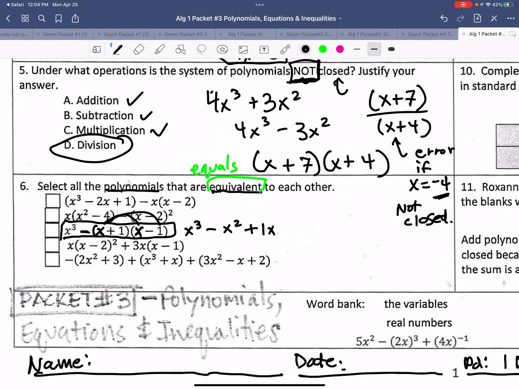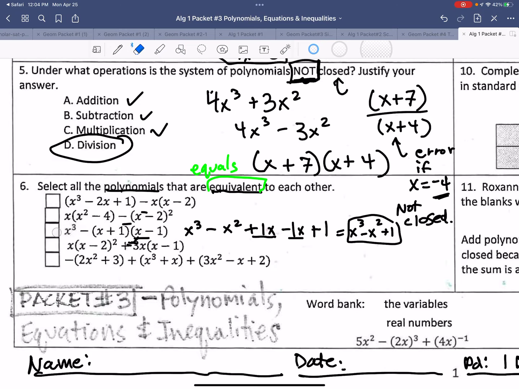Then we could do this one and this one, right? So take away 1x, and then this last one, negative 1 times 1 is negative 1, but again, we distributed a negative throughout. All right, so what do we got here? This would cancel, giving us x cubed minus x squared plus 1. That's what we get. Now, is this equivalent to anybody else? That's what we're going to have to figure out.